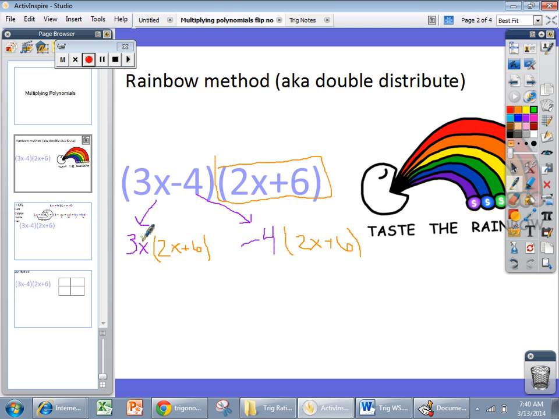I guess not. Okay, so for the first part, we're going to do 3x times 2x. Alright, so first thing, 3 times 2 is 6. Now, the x times the x, you guys remember your exponents. When we do x times x, it's not just going to give me back regular old x. I'm going to get x squared. Okay, and then let's do our second part. We're going to do 3x times 6. So 3 times 6 gives me 18. Tack that x back on.